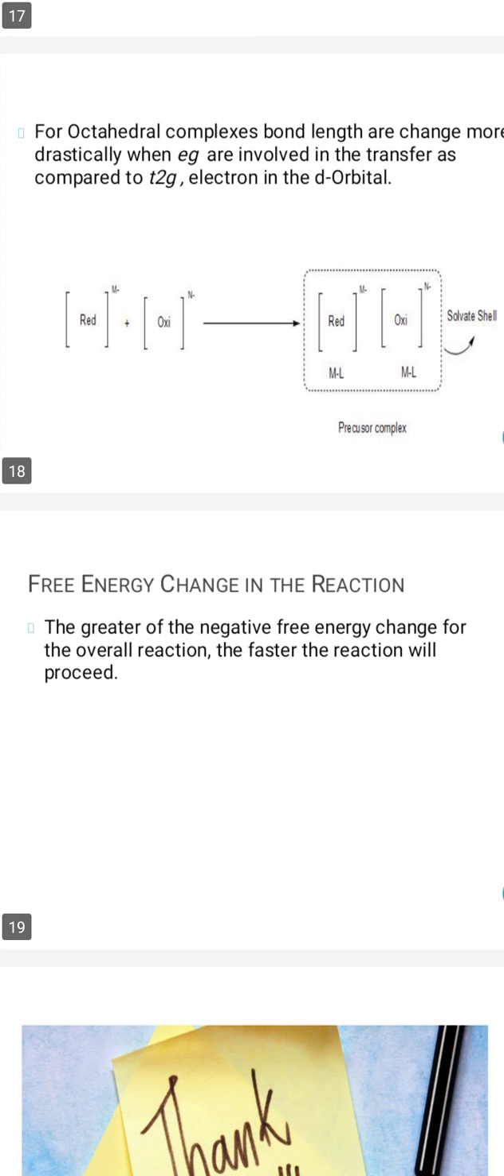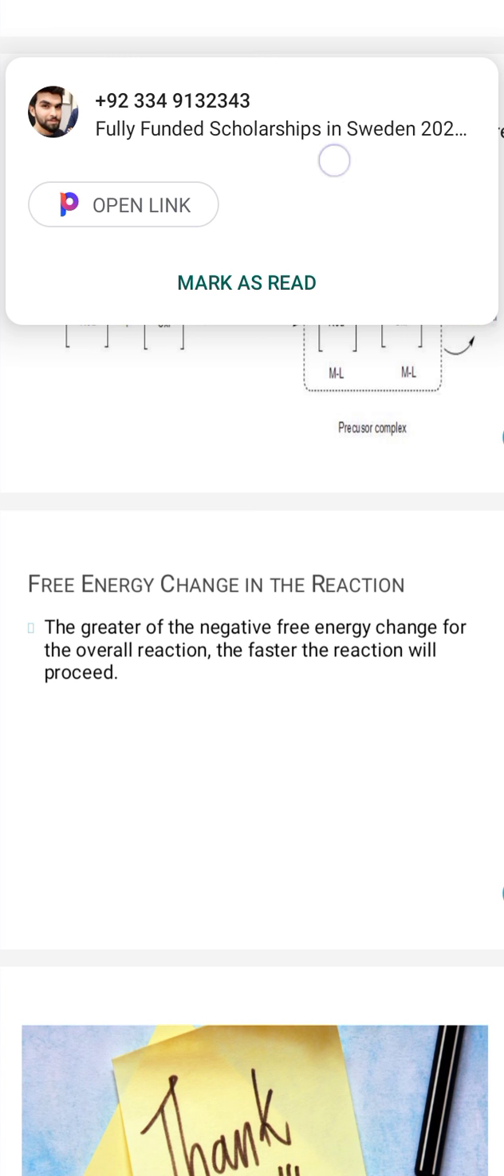Free energy change in the reaction. The greater the negative free energy change for the overall reaction, the faster the reaction will proceed. This means that when a greater negative free energy change for the overall reaction is present, the faster the reaction will proceed.